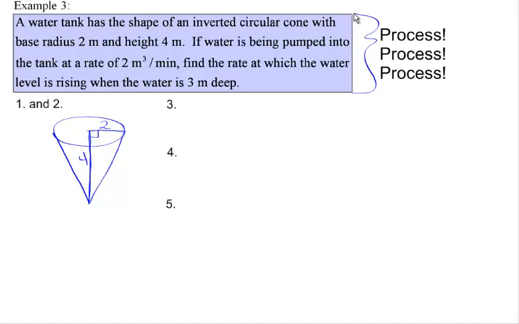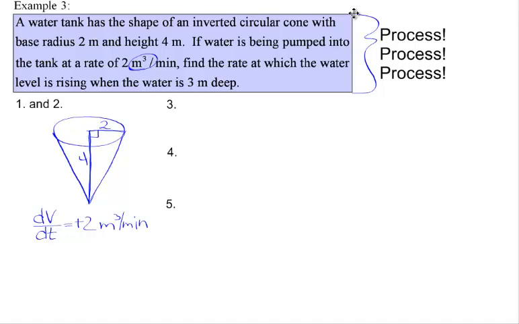If water is being pumped into the tank at a rate of, well, there are several rates. I can have a radius rate, a height rate, but the meters cubed is a very big hint that I'm talking about a volume rate. So the rate at which water is being pumped into this tank is 2 meters cubed per minute. I know that this is a positive 2 because my volume is increasing when I am putting water into the tank. Find the rate at which the water level is rising.